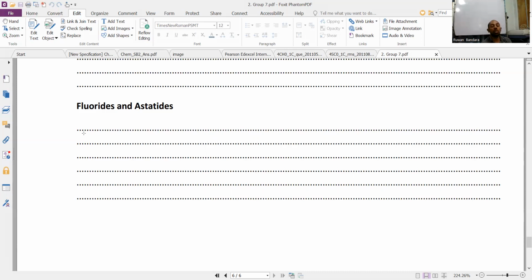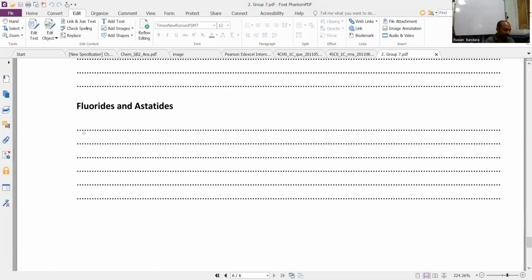All these astatides and fluorides will react with silver nitrate forming precipitates. Silver fluoride will be soluble in dilute ammonia, but silver astatide will not be soluble, even in concentrated ammonia. You can compare silver astatide to silver iodide. Astatide will be a stronger reducing agent, as reducing power increases down the group. You can predict that.